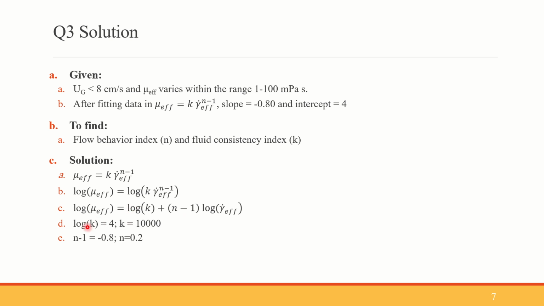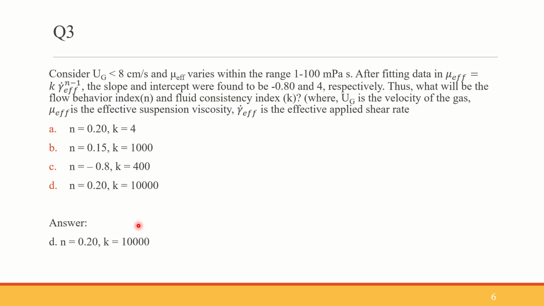This particular form of equation comes under y is equal to mx plus c. So c is the intercept, so log k is equal to 4, and taking anti-log we get the value of k as 10 to the power of 4, which is 10,000. Similarly, n minus 1 is equal to minus 0.8, so n is equal to 1 minus 0.8, which is 0.2. So n is equal to 0.2, k is equal to 10,000. We are getting the same answer. It should be clear now.